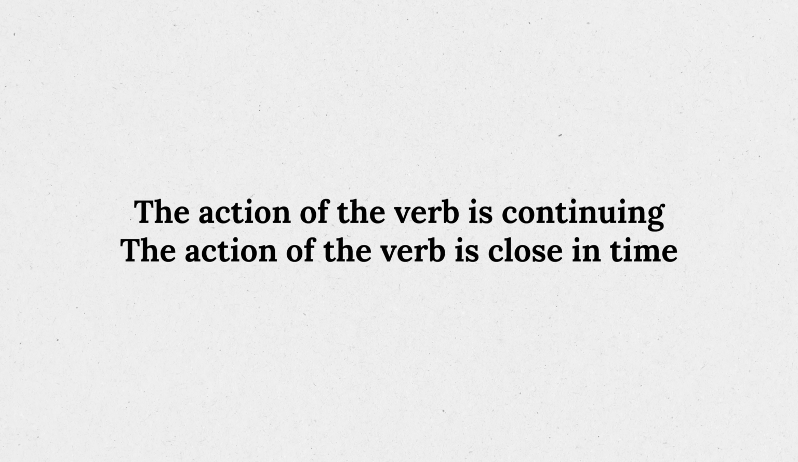So the perfect aspect means before, and that is the only thing it means. And this is where there is a lot of misinformation. The perfect aspect does not mean that the action of the verb is continuing or that the action of the verb is close in time. For example, if I say, I have studied English, this does not mean that I am continuing to study English or that I studied English recently. We can only know these things from context.